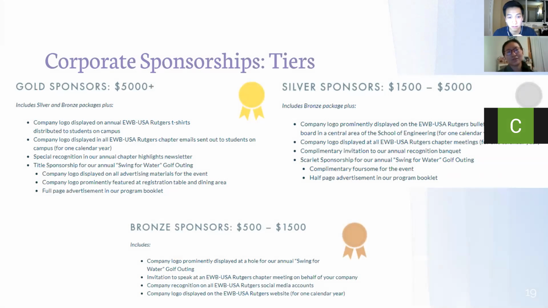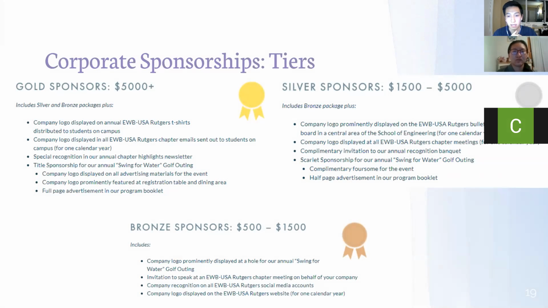So here's our corporate sponsorship tiers. We have 3 tiers, gold, silver, and bronze. These are based on how much a company donates to our chapter. So gold sponsors require a $5,000+ donation. Silver sponsors need a $1,500 to $5,000 donation. And bronze sponsors, you need to donate $500 to $1,500.